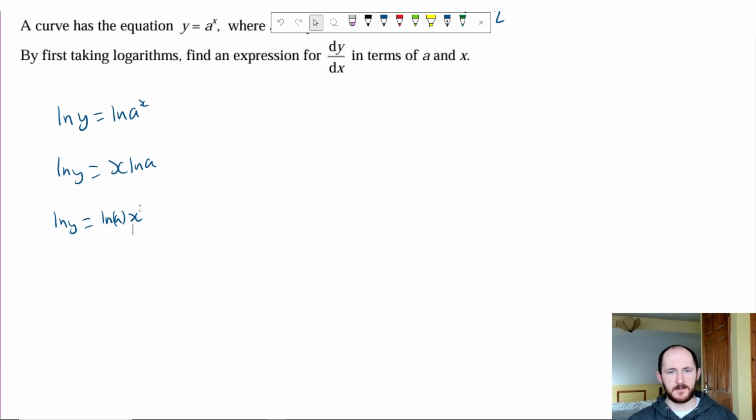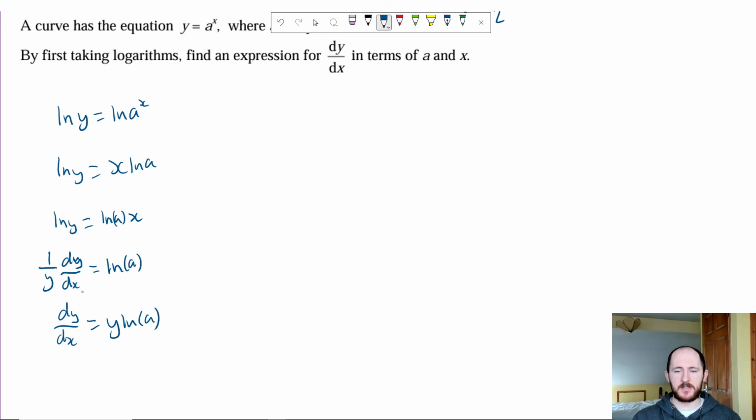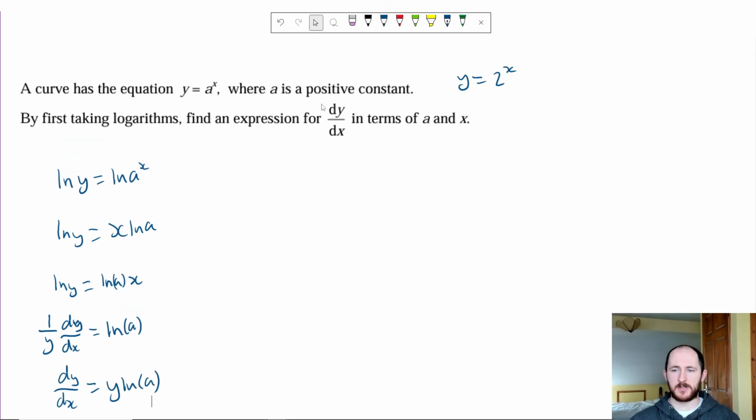So now, implicit differentiation. When you differentiate this with respect to y, you get 1 over y, but remember, we need to times it by dy dx. And that just equals ln a. And that's it. So all we're going to do now is times both sides by y, and we get dy by dx equals y ln a.